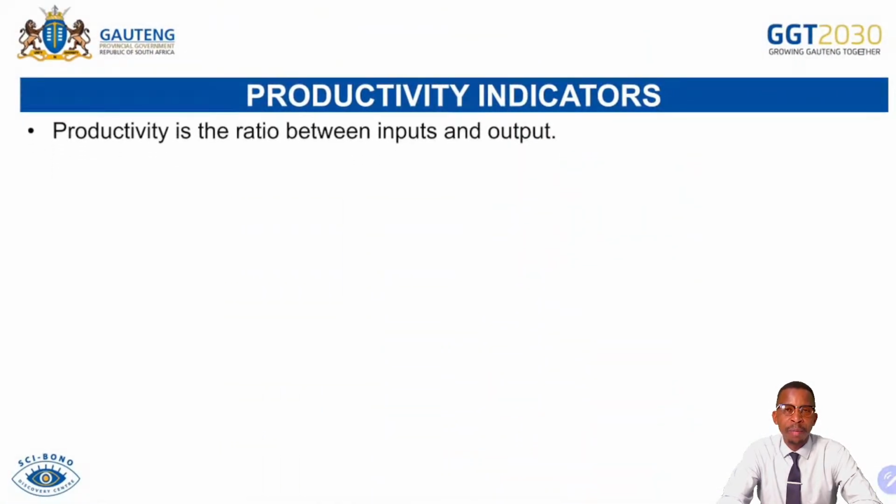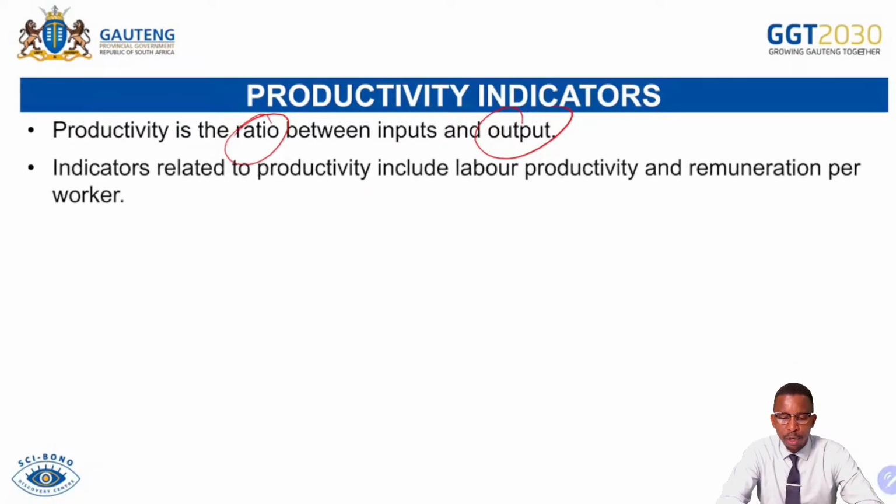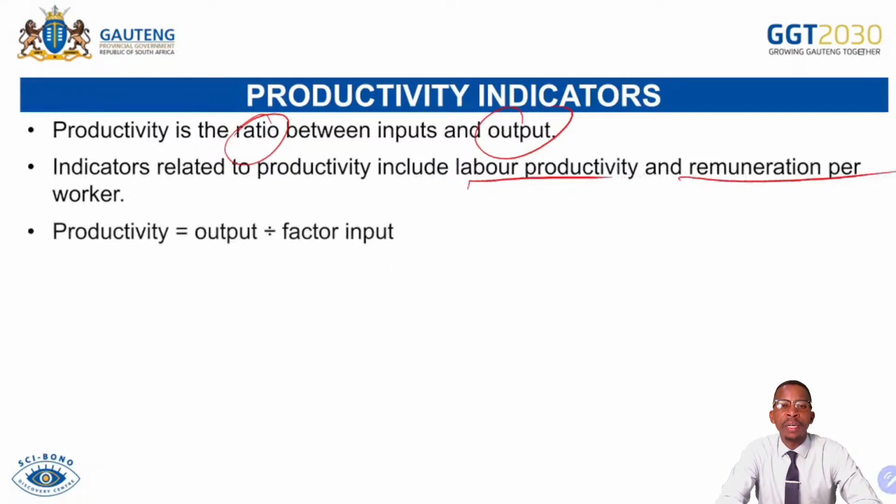Productivity indicators. Remember that productivity is the ratio between inputs and output. That's when we check how much our inputs generated in terms of output. So indicators related to productivity include labor productivity as well as remuneration per worker. Remember, if we talk about labor productivity, we're all about the total amount of productivity or goods produced by each employee or worker in the organization.